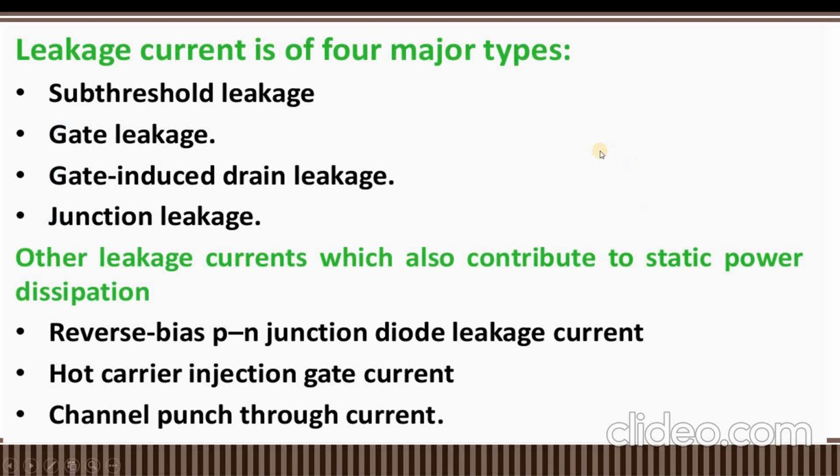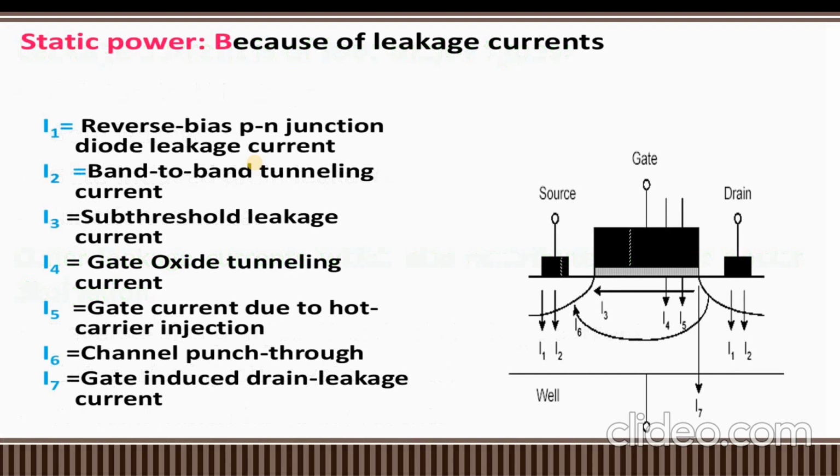And leakage current is mainly of four types: subthreshold leakage, gate leakage, gate induced drain leakage, and junction leakage. We are not going in depth into all these leakage currents, so we just have to know that these many leakage currents are there. The static power occurs mainly because of these leakage currents.